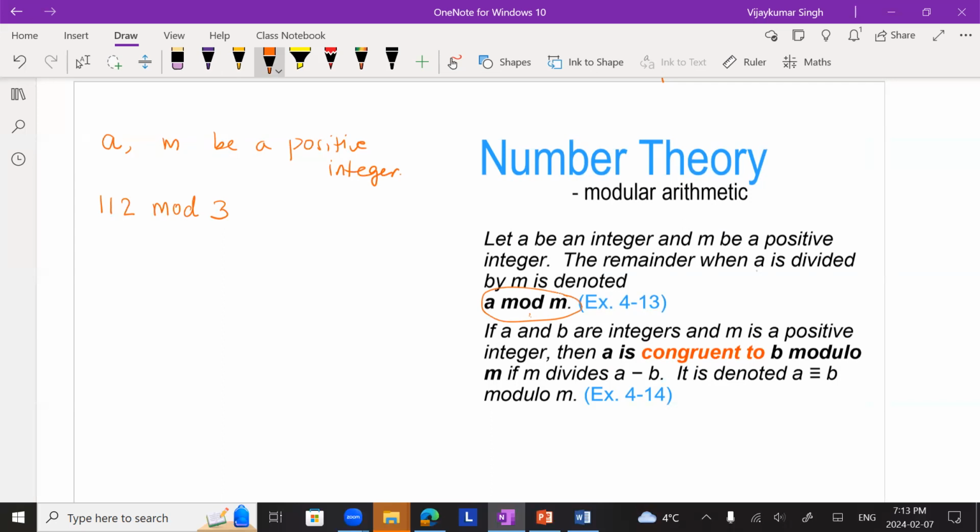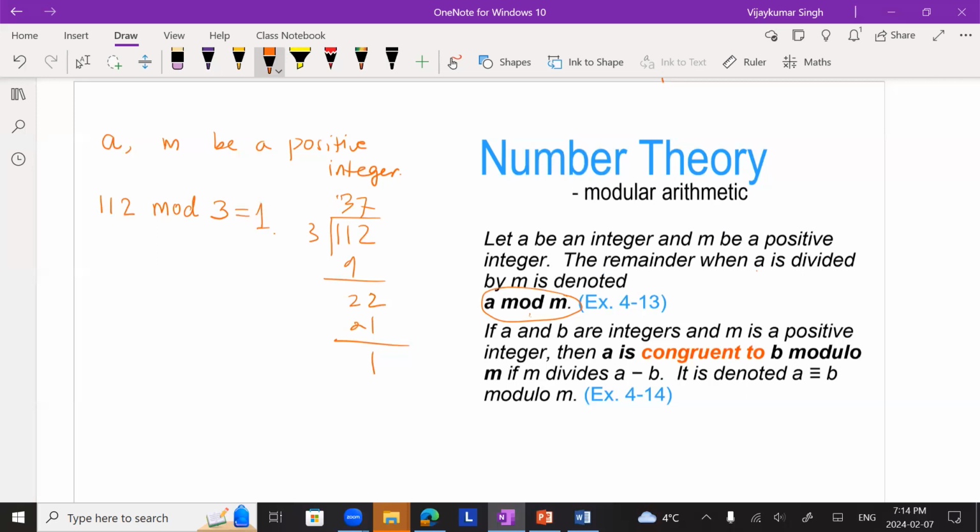So what is 112 mod 3? Anyone? You basically divide it by 3. 3 times 3 is 9, and you get 37. 7 times 3 is 21. The remainder is 1. So 112 mod 3 is just 1. Is that okay?